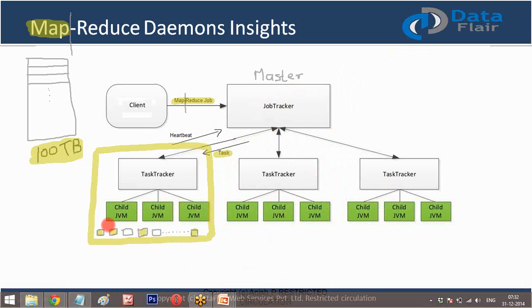This particular running of this JVM and processing the block is called a map task. The similar is the reduce task, when another JVM will run and process the data. That will be the reduce task. Map task is also called mapper. Please note down, map task is equal to mapper. Reduce task is equal to reducer.